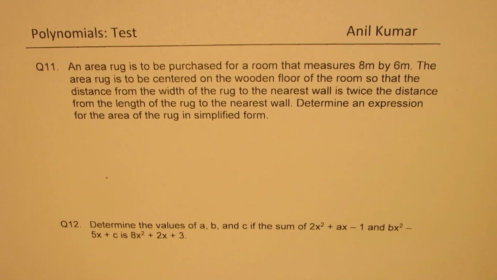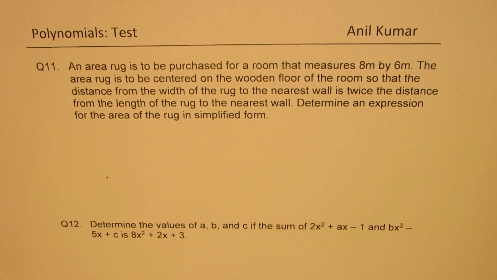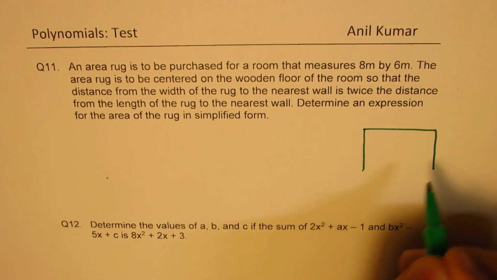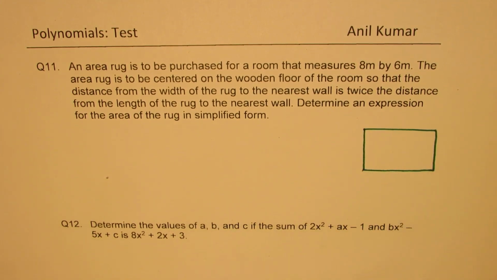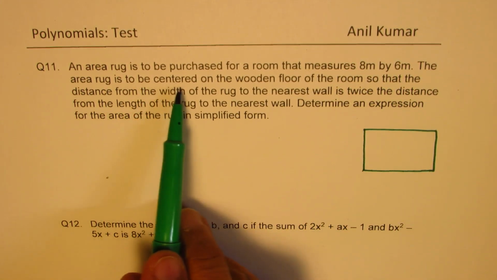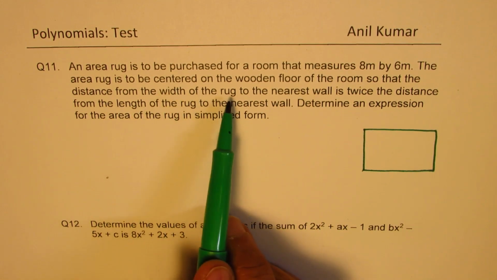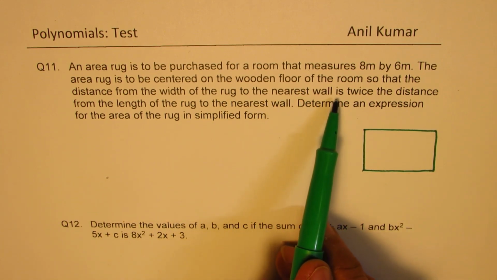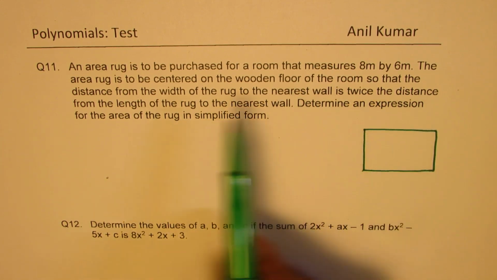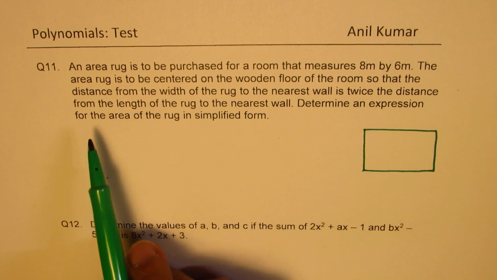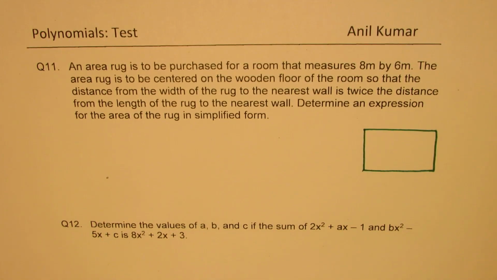Question number 11 is, an area rug is to be purchased for a room that measures 8 meters by 6 meters. So let's draw a room which is 8 meters by 6 meters. The area rug is to be centered on the wooden floor of the room so that the distance from the width of the rug to the nearest wall is twice the distance from the length of the rug to the nearest wall. Determine an expression for the area of the rug in simplified form.